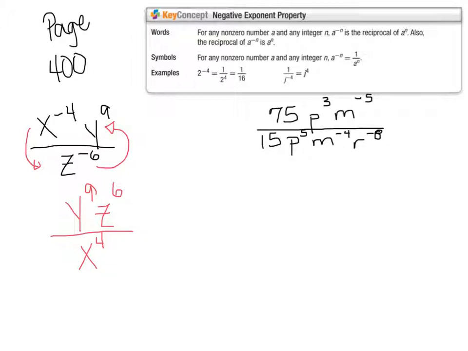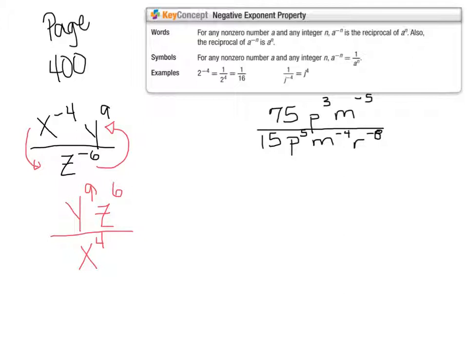It's this simple. When an exponent crosses the fraction line, the exponent changes its sign. Learn that rhyme: when an exponent crosses the fraction line, the exponent changes its sign.